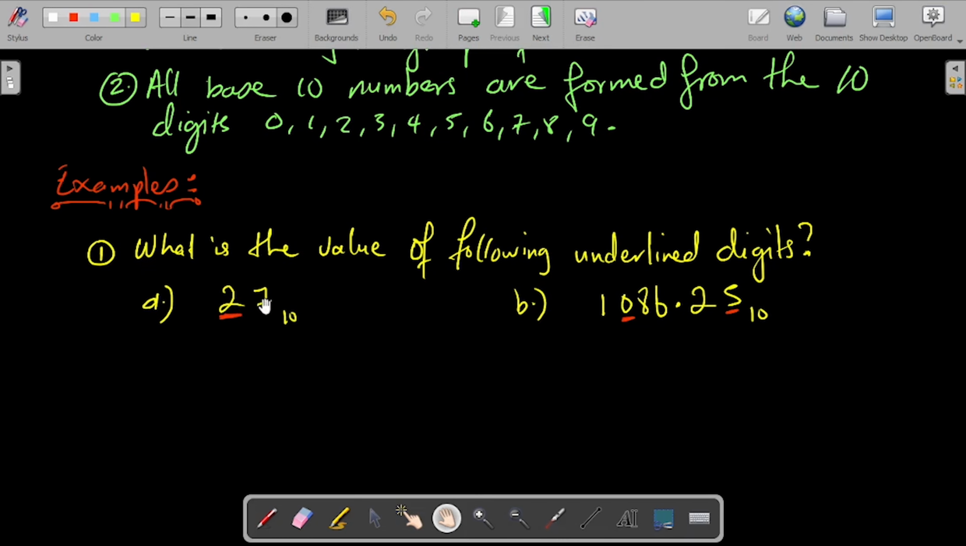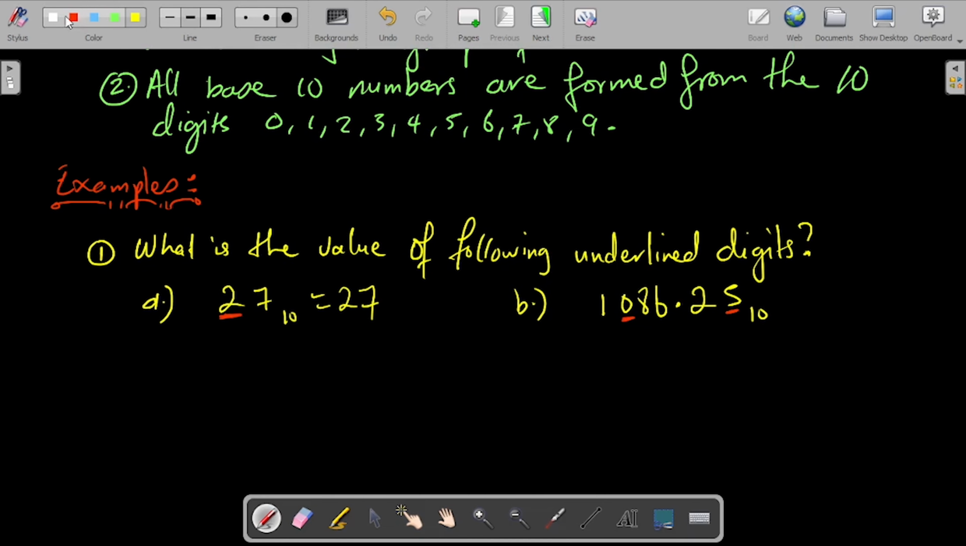Well, here we have 27 base 10, or you could just say 27. 27 base 10 is the same as 27. But just to show that we are dealing with base 10 first, I choose to put the base 10 there. But anytime you see a number without a base, it's automatically understood that the number is a base 10 number, right? If it belongs to any other base system, then you would have to state the base. But we want to find the value of the 2.